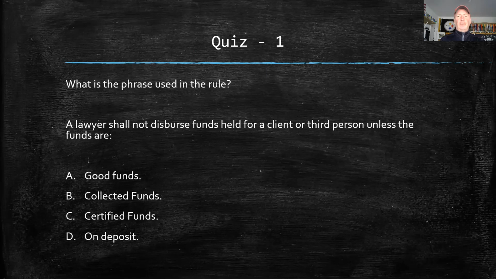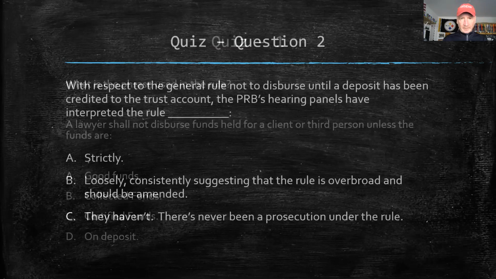Anyway, question 1. A lawyer shall not disperse funds held for a client or third person unless the funds are, and I'm looking for the exact phrase used in the rule. I've already said it 3 or 4 times. Is it A, good funds, B, collected funds, C, certified funds, or D, funds that are on deposit? What does the rule say? I'll go through the answers at the end. That way, during the presentation, you can change your answers if need be.